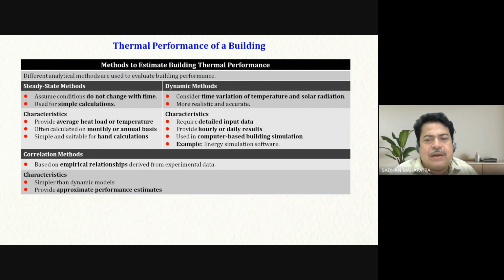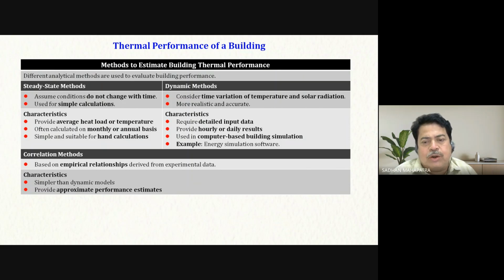When you look at the dynamic method, it considers the time variation of the temperature and the solar radiation, and is more realistic and accurate. So when we are looking at the solar radiation data from the morning to the evening, the solar radiation is not constant. In the morning, the solar radiation value will be relatively low.